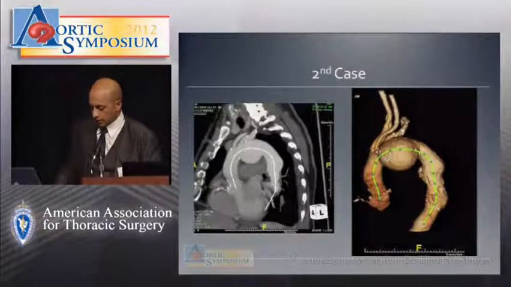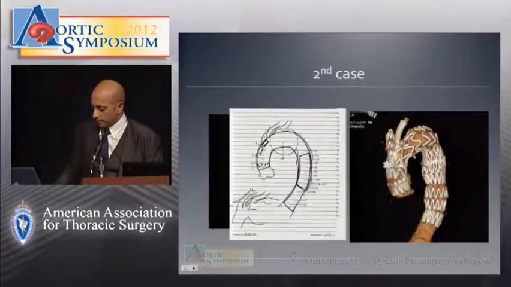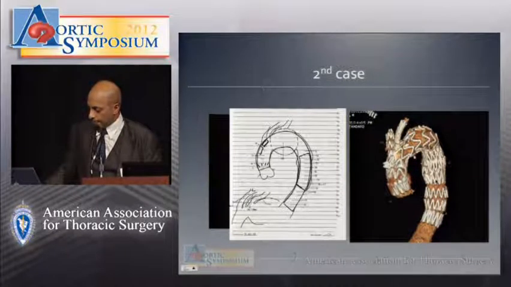Our second case, again, transverse arch aneurysm, went very well. Here's the completion CT that I think Joe showed in one of his slides.